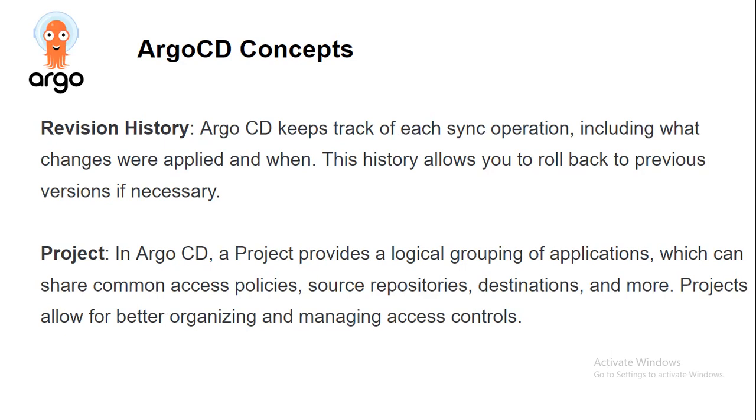The next is project. A project is a way to organize and group applications within Argo CD. It allows you to set permissions, customize synchronization settings, and define policies at the project level. Applications in a project can share common access policies, source repositories, destinations, and more. A project allows for better organizing and managing access controls.